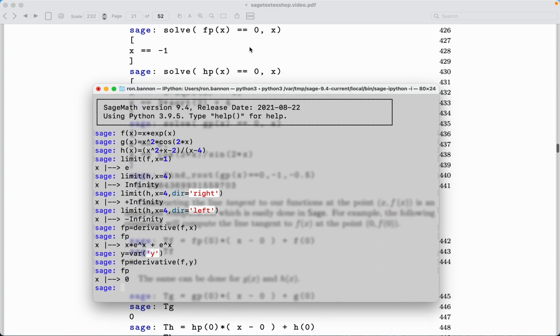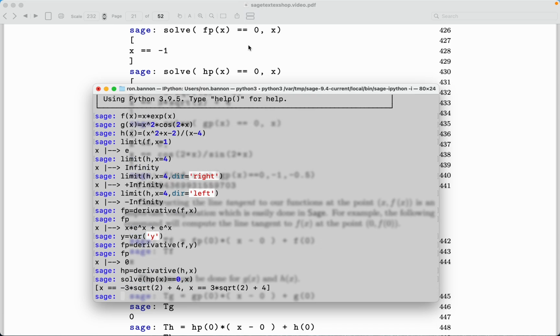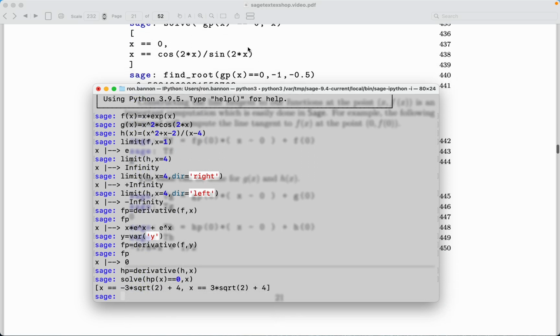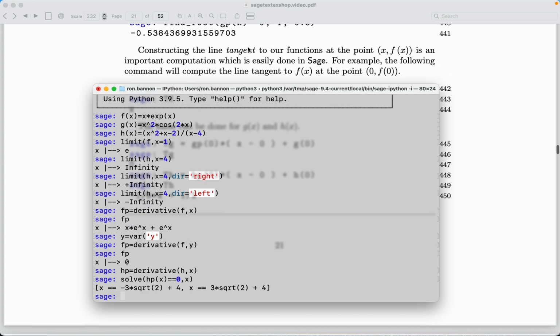And what I want to do now is let's do hp, okay? hp equals the derivative of h with respect to x. And what I want to do now is solve hp of x for 0. It's something you do in calculus a lot. Pretty simple. All right, so forth and so on.